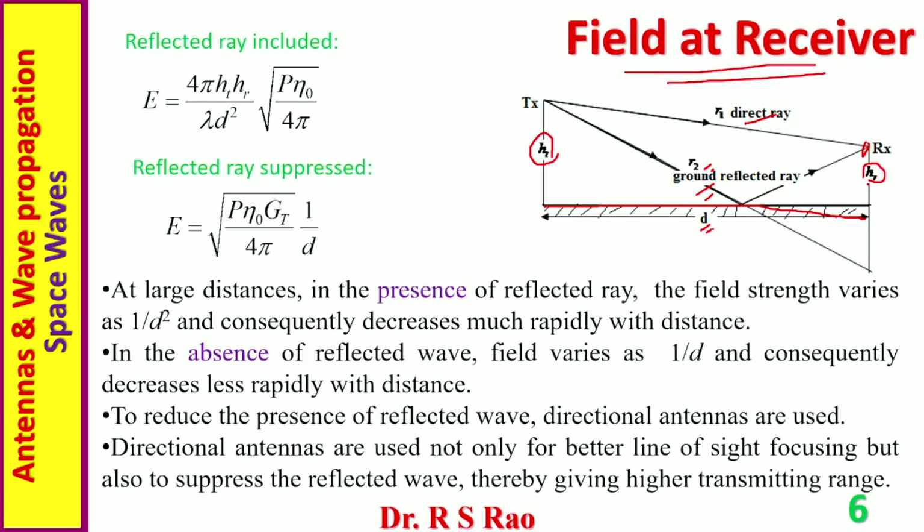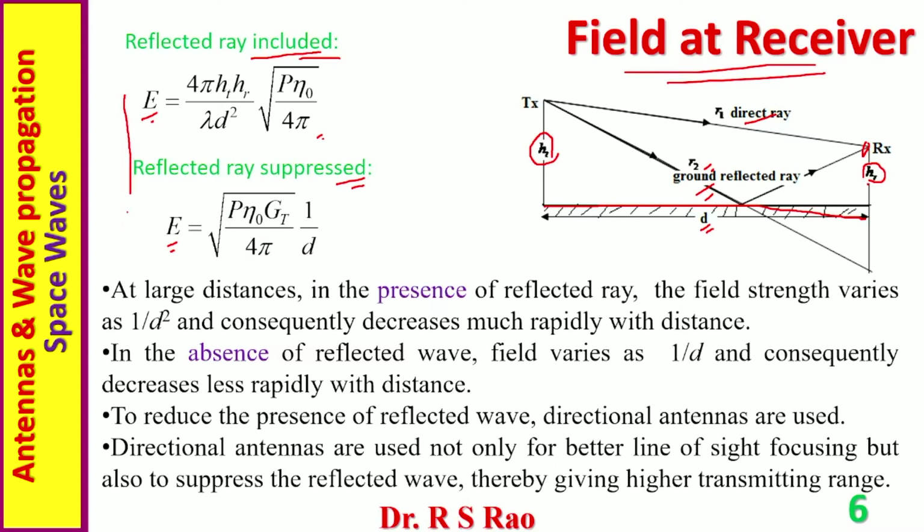It is link range. When reflected ray is included in the calculation, electric field intensity at the receiver can be found equal to 4 pi HT HR over lambda d square, square root of P eta naught by 4 pi. When reflected ray is suppressed, the field intensity at the receiver can be found equal to square root of P eta naught GT over 4 pi, 1 over D.